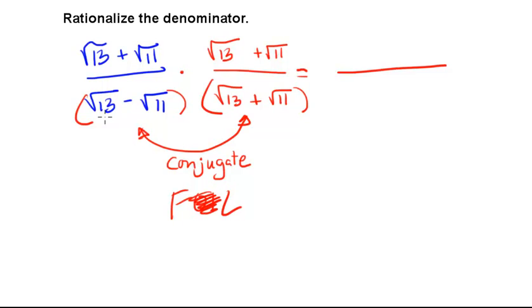The firsts are radical 13 times radical 13. Well, that's just a 13. I hope you see that it's really the square root of whatever 13 squared is. I think it's 169. But it comes out to be a 13 anyways. Then we'll multiply the lasts. That's radical 11 times radical 11, which is just an 11. Now a positive times a negative just gives us a negative. So my entire denominator turns into just a 2. 13 take away 11, or 13 minus 11 is 2.